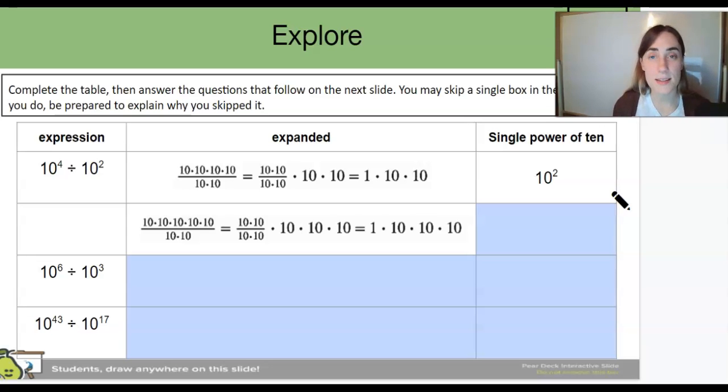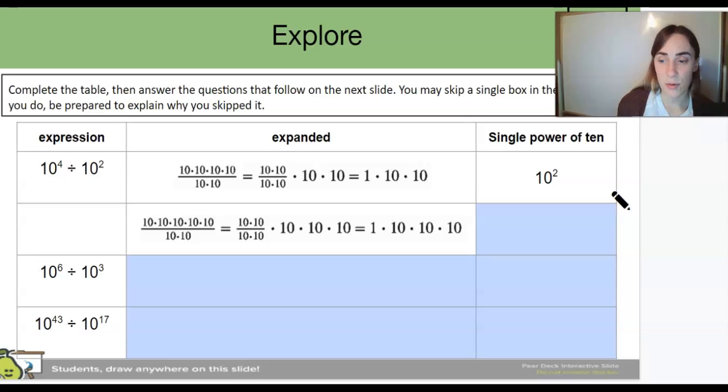You may skip a single box in the table, but if you do, be prepared to explain why you skipped it. So you can skip one of those 5 blue boxes in your answer, as long as you have a reason why you chose that box to skip.